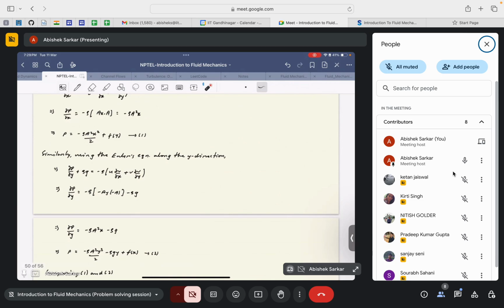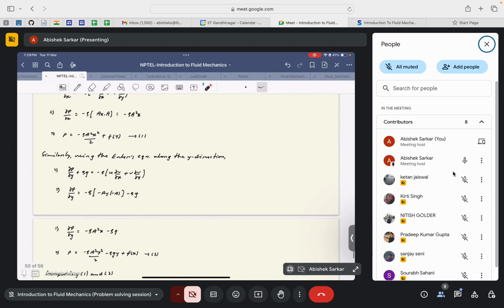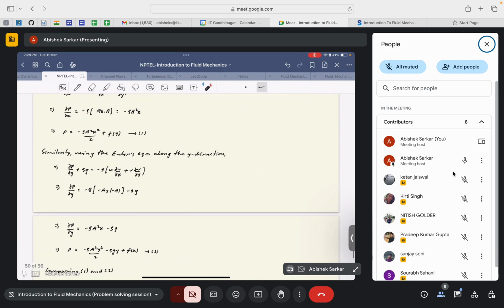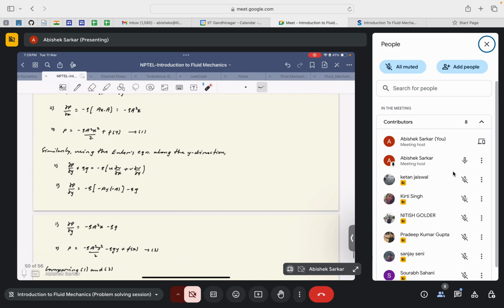Similarly, if you write the Euler's equation of motion along the y direction, you will have ∂P/∂y plus rho g, because now the body force term is there, minus rho into (U ∂V/∂x plus V ∂V/∂y). I've just shifted the minus sign from the left hand side to the right hand side. So we are left with minus ∂P/∂y is equal to minus rho. This term would be 0 because ∂V/∂x is 0, so we are left with this term.